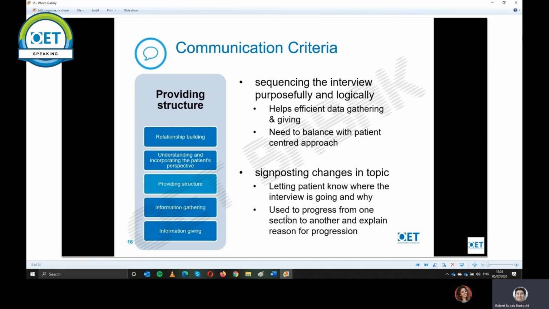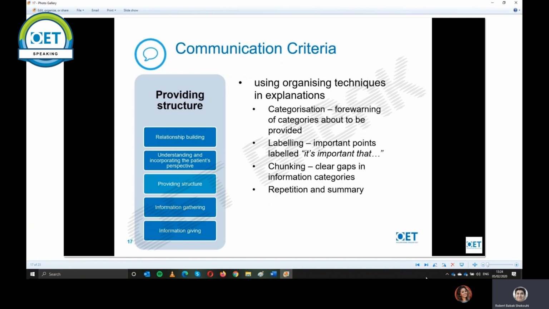Signposting is used to progress from one section to another and explain the reason for progression. So you explain why you're going. Is that okay? Is there any problem with here? No, no, no, no. Good. Using organizing techniques in explanations. Okay. So when you're explaining, when you're giving information, you organize things.